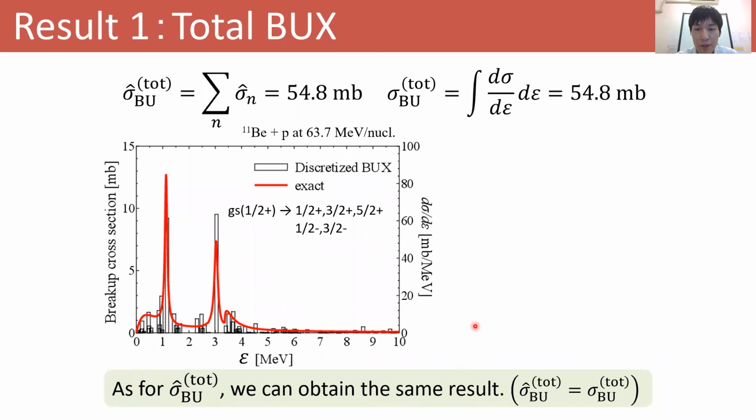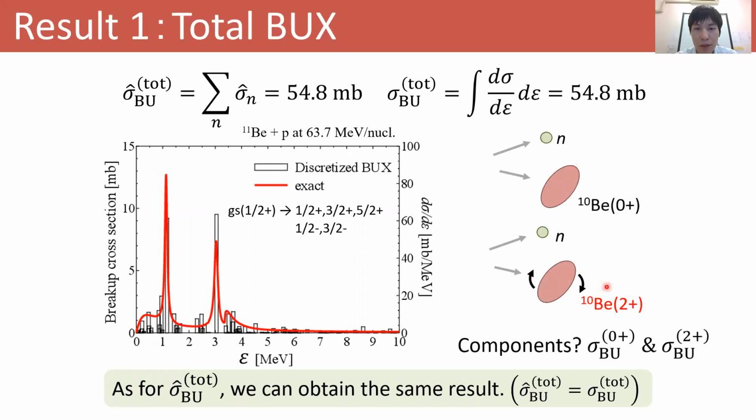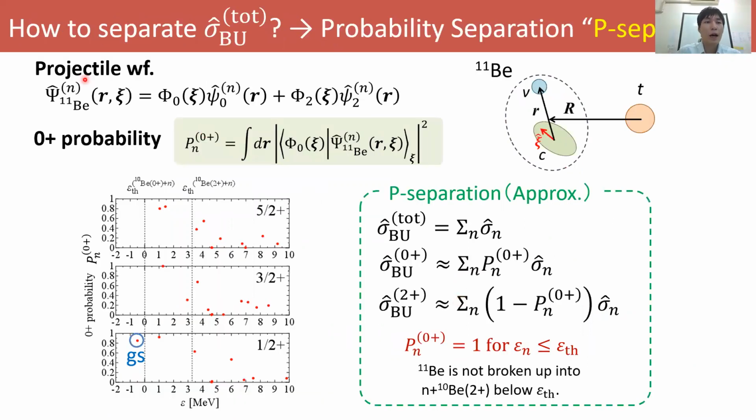And the next question to be addressed here is the component of the total breakup cross-section. Okay, how to separate the total breakup cross-section? In this work, we would like to propose the probability separation, the so-called P separation. Again, this is the projectile wave function. And here, we introduce the 0 plus probability defined by the squared overlap like this. This probability shows how the ground state core is included in a certain pseudo state.